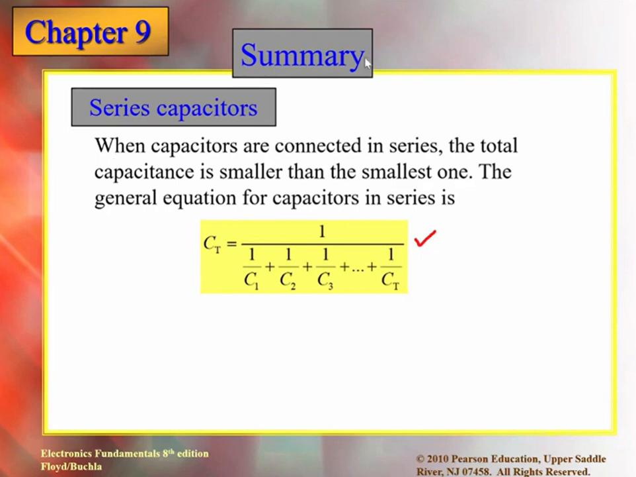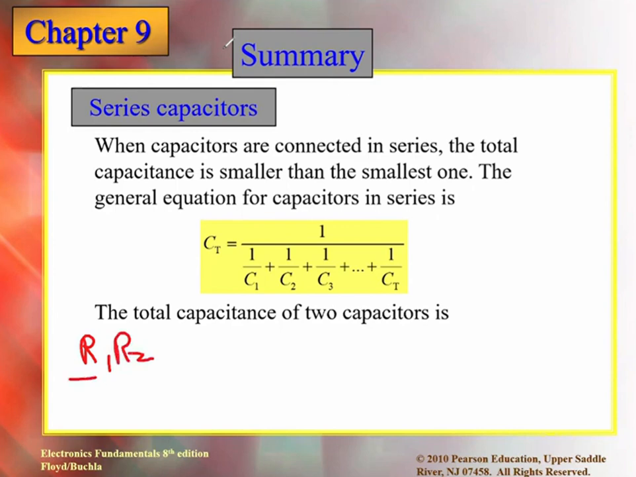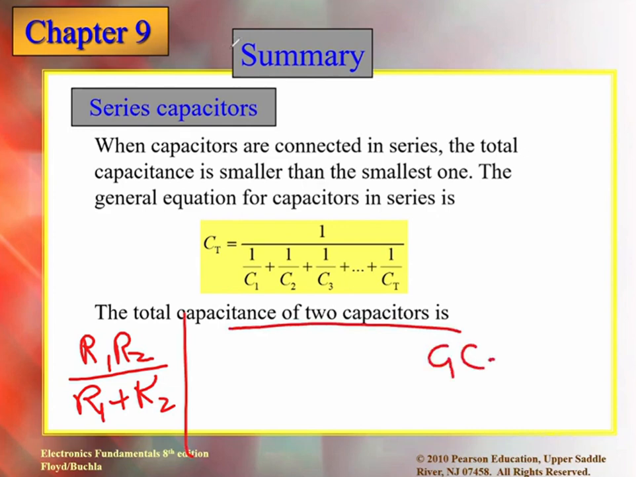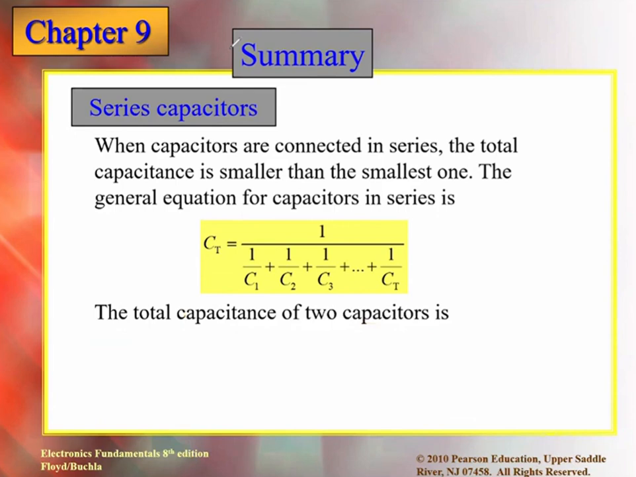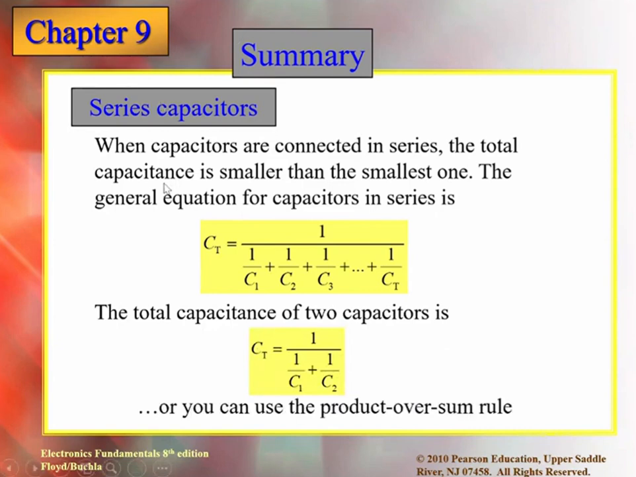Now based on that you will know a lot of things. When two capacitors are connected in series, you know that when two resistors are in parallel, we have the formula product over sum: R1 R2 over R1 plus R2. Remember, the same when capacitors are in series, we can write C1 C2 over C1 plus C2. This is interesting and easy to memorize. So this way you can memorize it, the product over sum rule, which you already know.